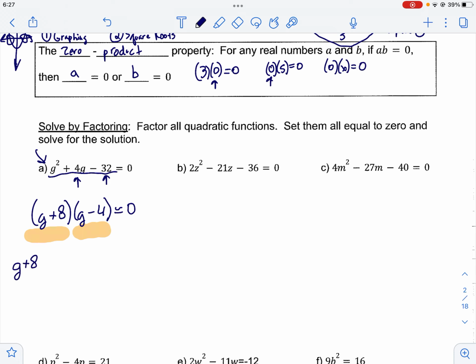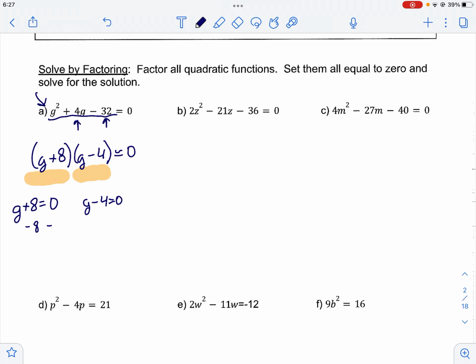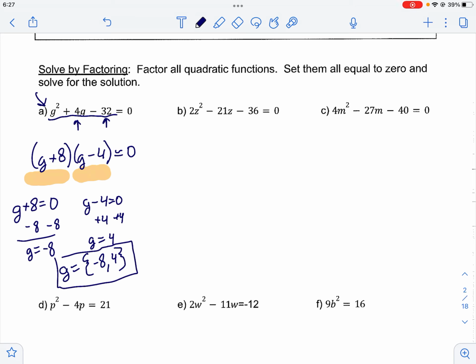So the last step of solving is we're going to set each factor equal to 0. So I'm going to write g plus 8 equals 0, and I'm going to write g minus 4 equals 0. Last step, we'll subtract 8 on both sides here to get g equals negative 8. And we'll add 4 here to get g equals 4. At the end, we'll write our answer as a solution. So g equals, we write the smaller number first, second number second. I'm writing it inside of brackets, not parentheses, to show that those are both answers for g. This isn't a coordinate pair with an x and a y. Those are both the solutions for g.